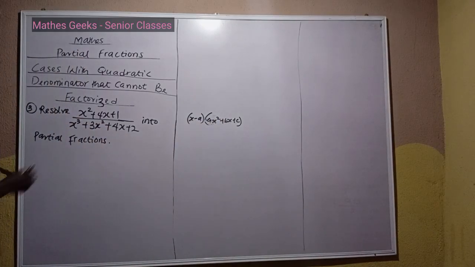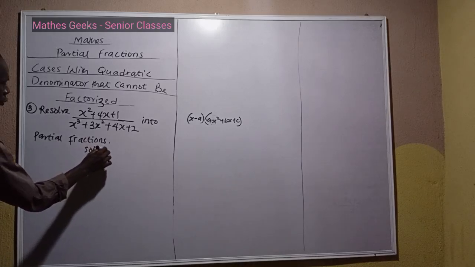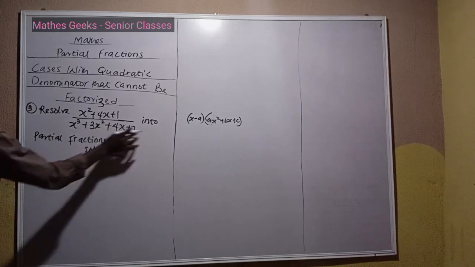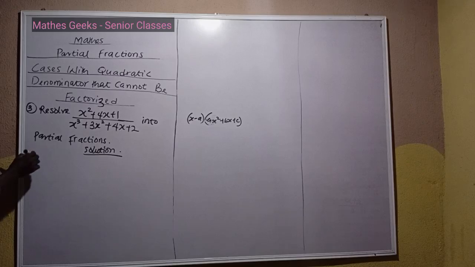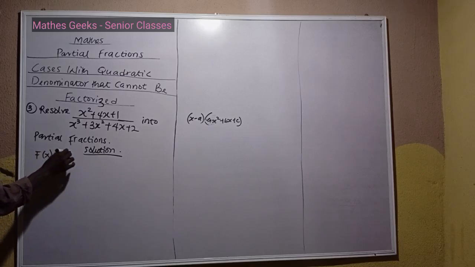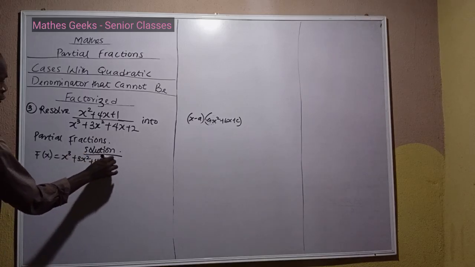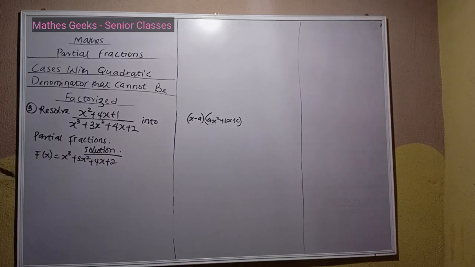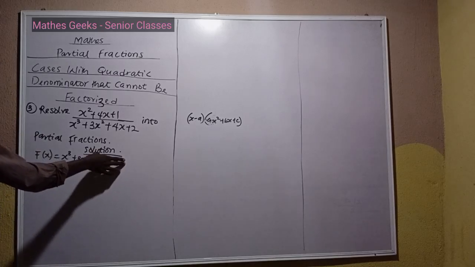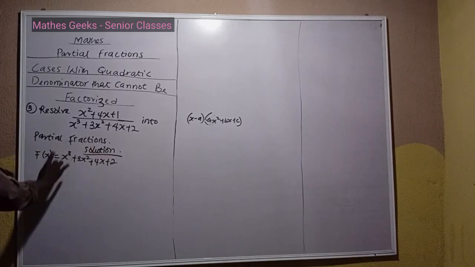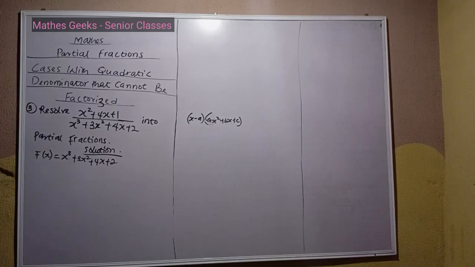Now for us to get that, let me write the solution. So let's simplify this part. Let's call this f(x) equals x to the power 3 plus 3x squared plus 4x plus 2. So let's get one of the factors of this expression, and to do that, we're going to use a trial and error method. So we're going to try x plus 1.